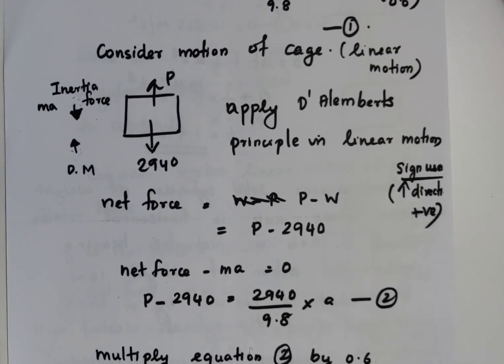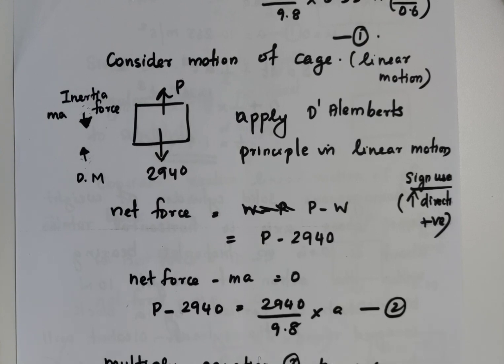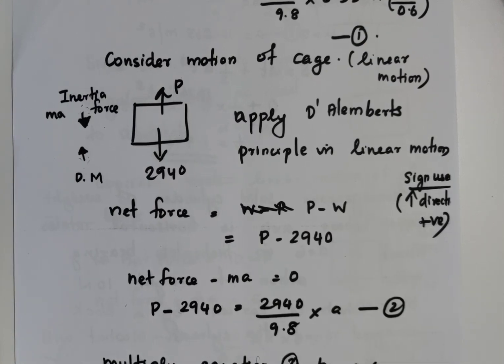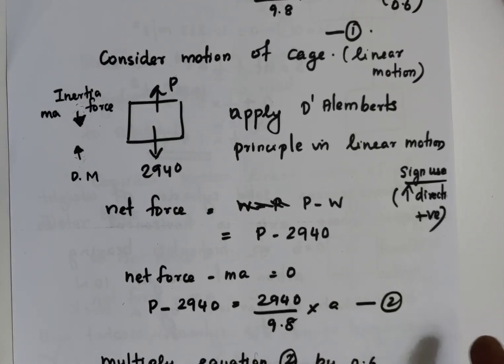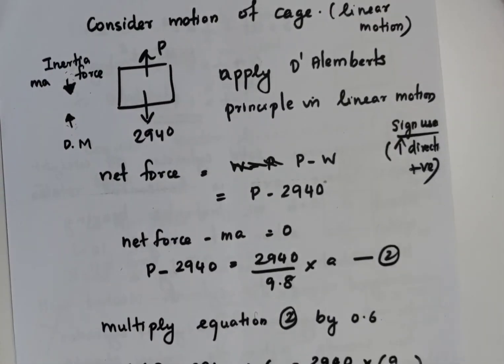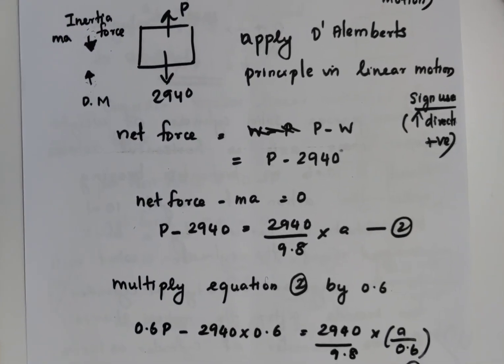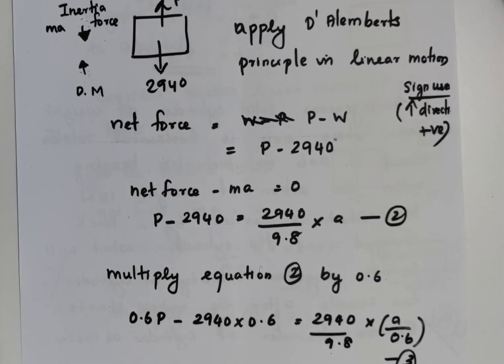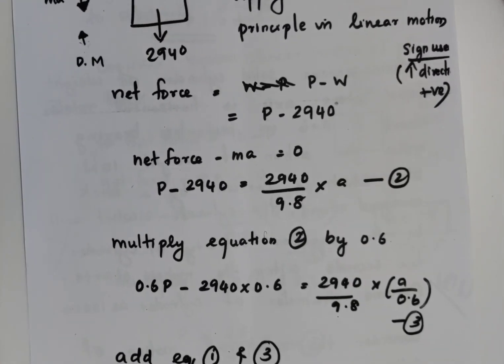Second step is you have to consider linear motion of the block. Here the weight is acting downward and tension along the string is taken as P, acting in the upward direction. The weight is moving up. So net force in the direction of motion is equal to P minus W, that is P minus 2940. Applying D'Alembert's principle, net force minus ma is equal to 0. So P minus 2940 is equal to 2940 by 9.81 into a.